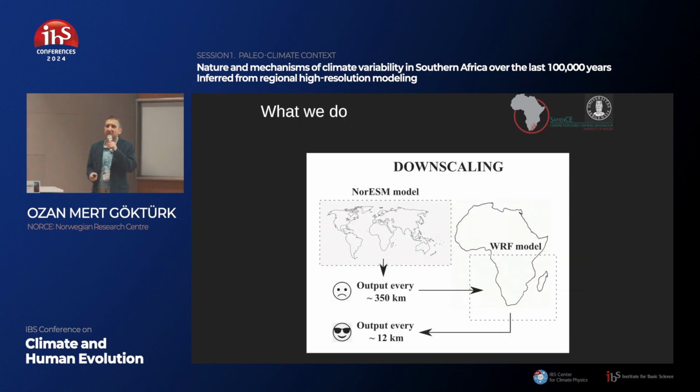So basically we do downscaling. In regional climate modeling, the disadvantage is you always depend on a global climate model. So in this case, we downscale the NORCE, Norwegian Earth System Model's global data. But the advantage of regional climate modeling is you can put your domain wherever you like and make it whatever size you like. So in this case, we put it on Southern Africa.